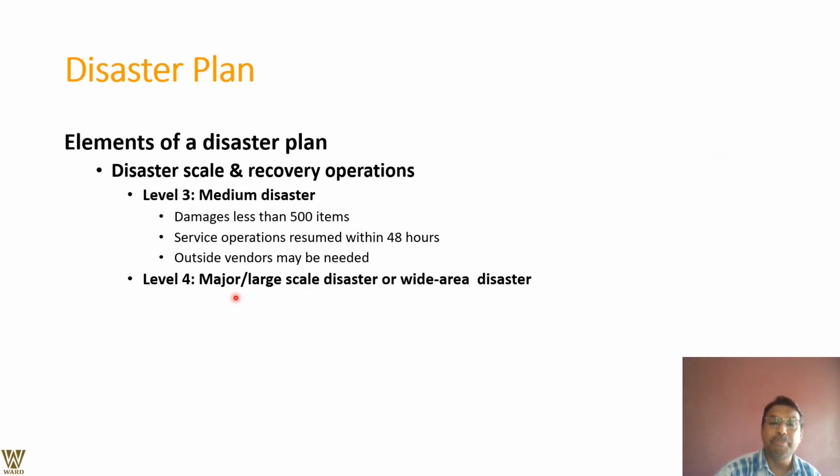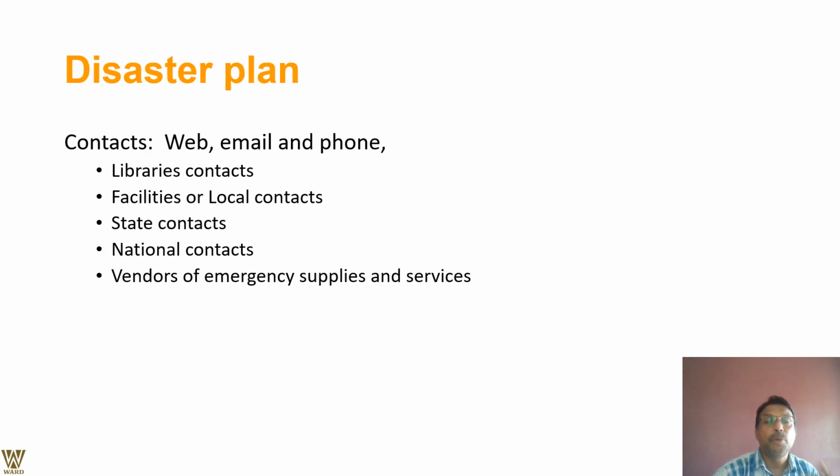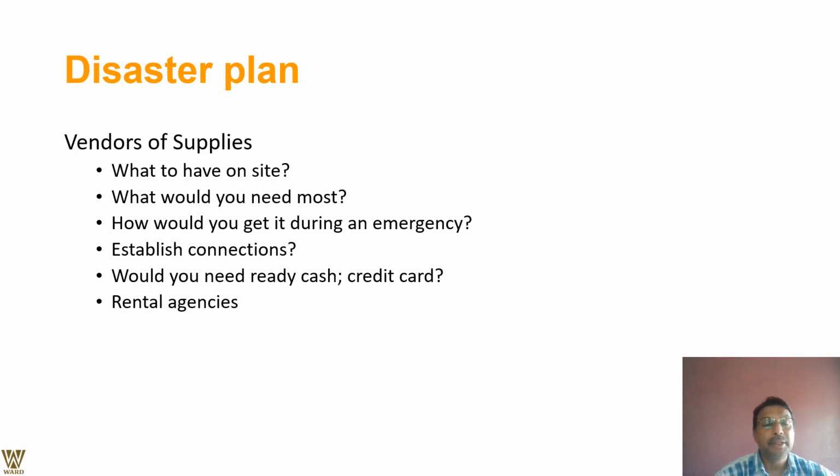Right. So level number 4 is major, large scale areas where there is not only loss of life, but also of property. Now, what are the plans? We should have the requisite emails, web IDs, and phone numbers of every person to be contacted: facilities or local contact, state contact, national contact, vendors, emergency, and so on. We should look into vendors or suppliers. What do we have on the site? Who can help us? How do we need to fill those needs? Can there be any other people who can work around it, be it the hospital, the police, the administration, or somebody from the government? Establish connection. If you require to infuse cash, put it.